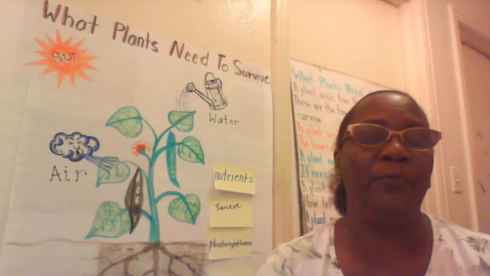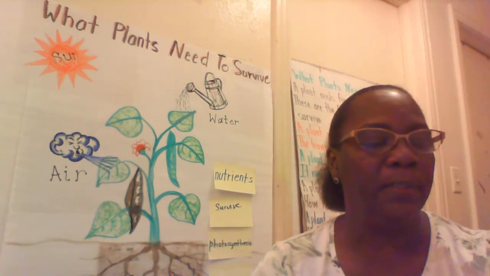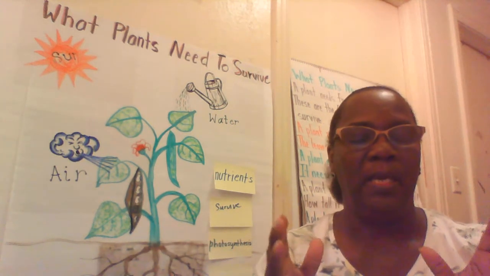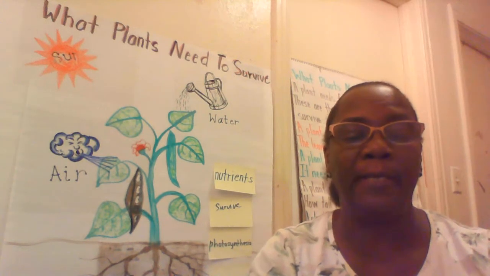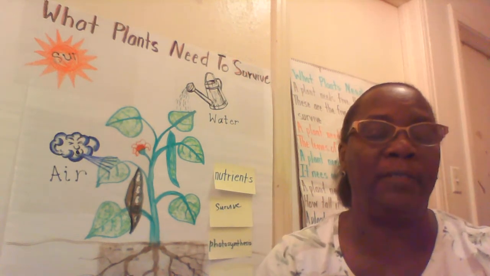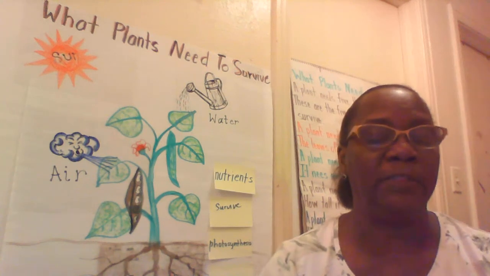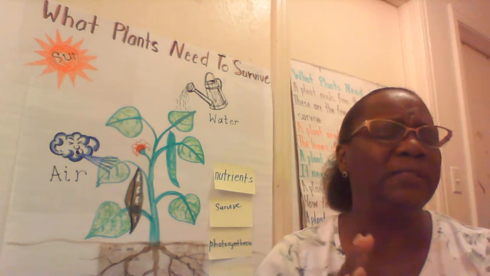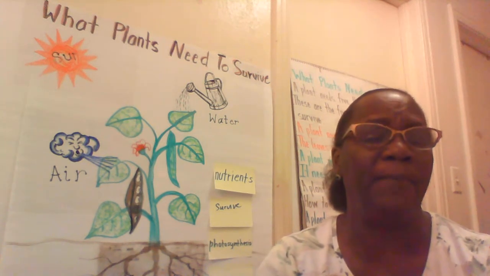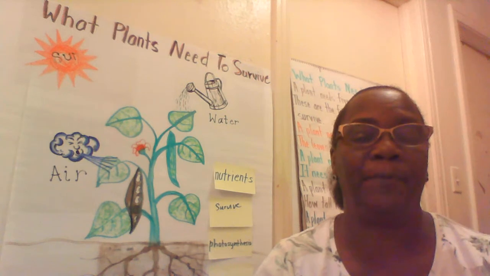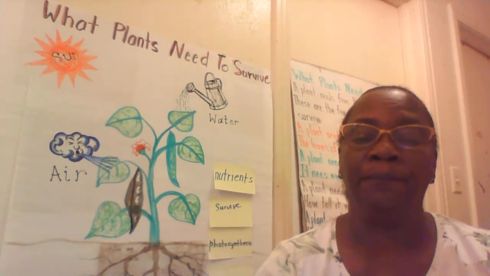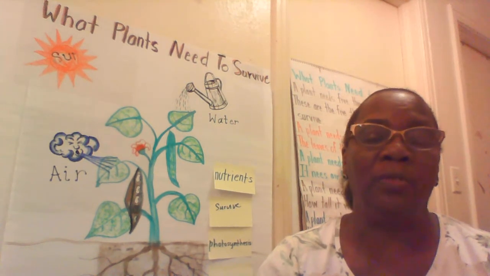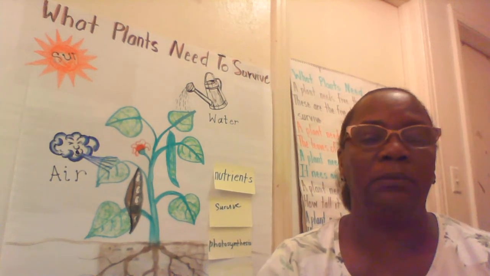Now, here's a great way to figure out what will happen. You could take two plants, and you could put water on one and not put water on the other one, and keep watering one plant and not watering the other plant. Let's do that for a few days. And then when we come back, we will talk about what happened to the one that did not get the water. I will show you what will happen when the plants do not get water.